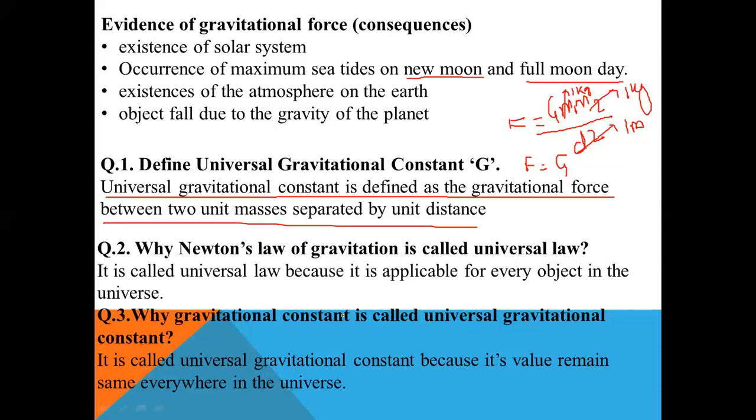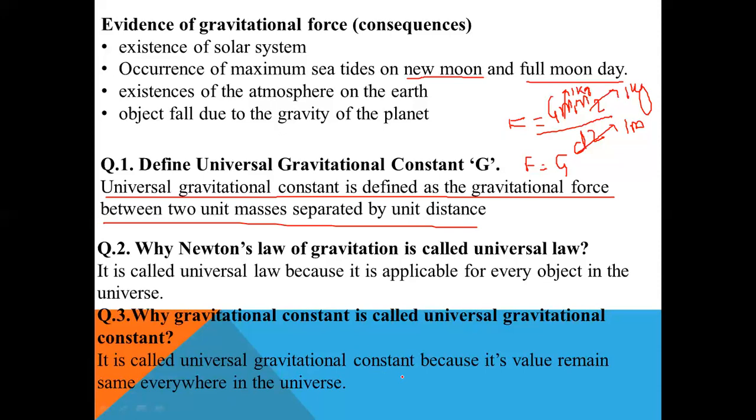Now, why is Newton's law of gravitation called universal law? Why is the law called universal law, gravitational law? It is because the law is applicable for every object in this universe. Because it is applicable to any object, it is called universal law.